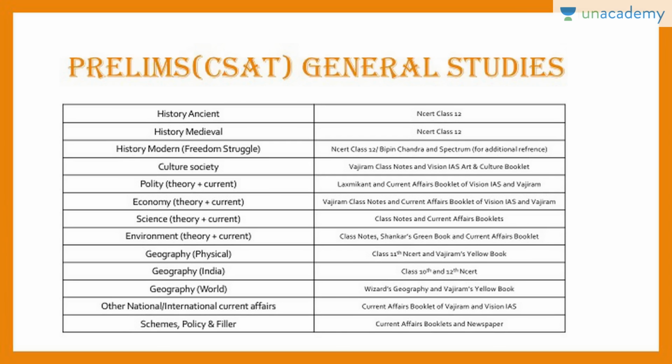If we talk about India's geography, I think the class 10th NCERT is very good. Geography of the world, no one source, but a Wizard publication has given everything in a very concise form, in tabular formats, so that may help as well. If we talk about national and international current affairs, I think the current affairs booklets of Vajiram and Vision IAS are sufficient and you wouldn't need anything more than that. Schemes, policies, I think anybody who reads the newspaper religiously every day will be fine with it.